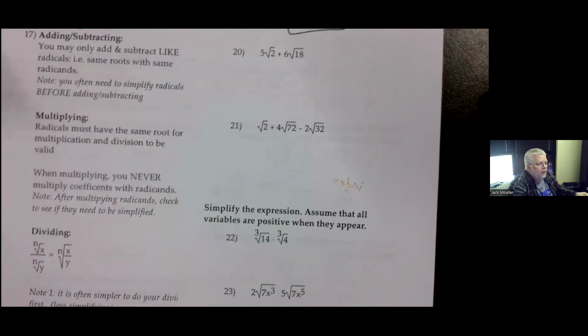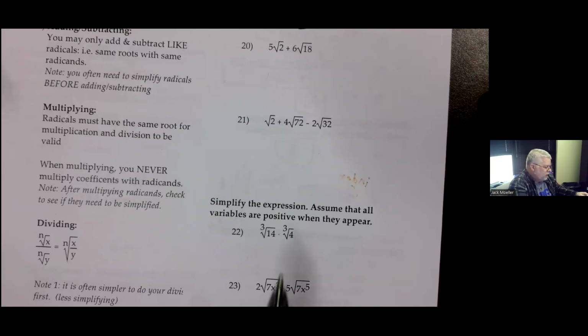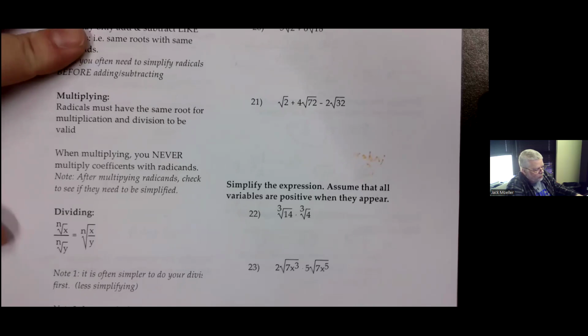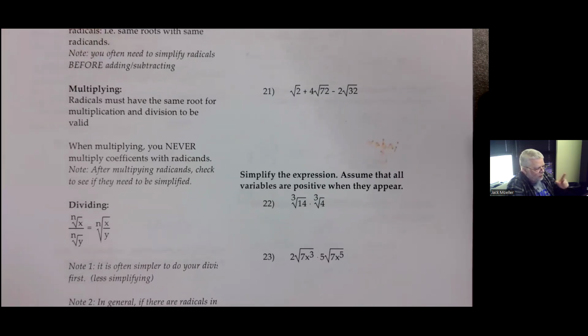All right, so multiplying radicals, again, multiply and divide pretty much always have different rules than add, subtract. When we're multiplying radicals, one, they have to be the same root. So you multiply cube roots with cube roots, square roots with square roots, and so on. Don't multiply cube roots with square roots. Again, theoretically there is a way you can do that, but that is far beyond the scope of what we need for this class, so we're not going to discuss it.